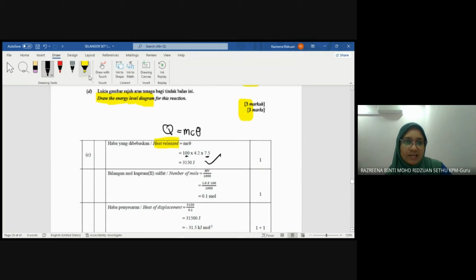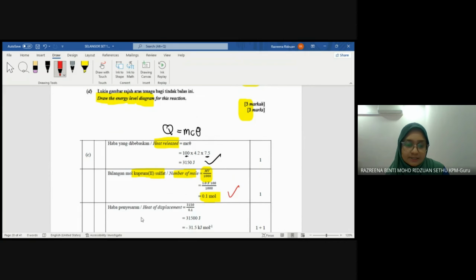Next, we need to find the number of mole of copper sulfate. So MV over 1000. And the molarity is 1.0 times 100 divided by 1000. So you get 0.1 mole. So this is your second mark.